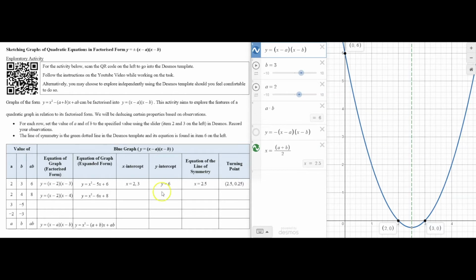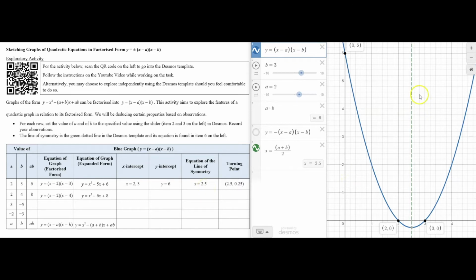Next, we go into the line of symmetry. This is the green dotted line running through the graph and cutting it into two symmetrical parts. If you notice, it is halfway between the x-intercepts. Algebraically, you just find the value halfway between 2 and 3, the mid value, or the mean of 2 and 3. So you get x equals 2.5.